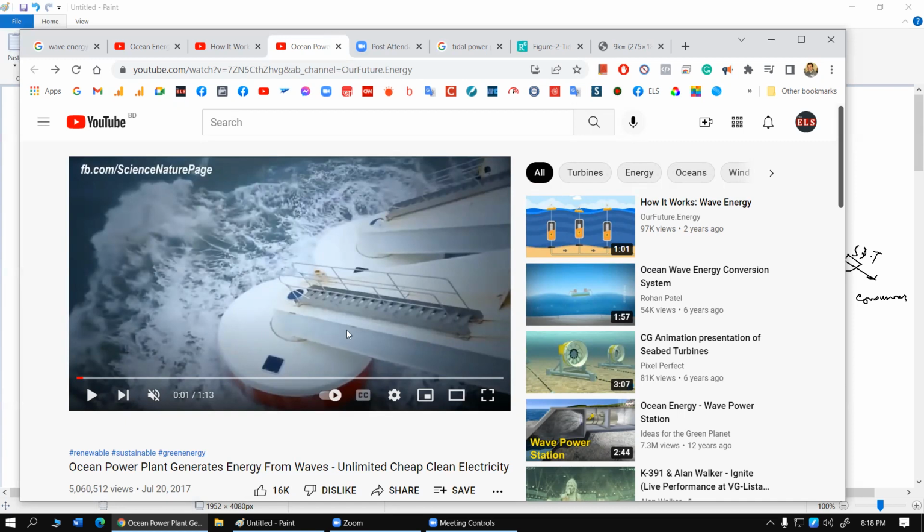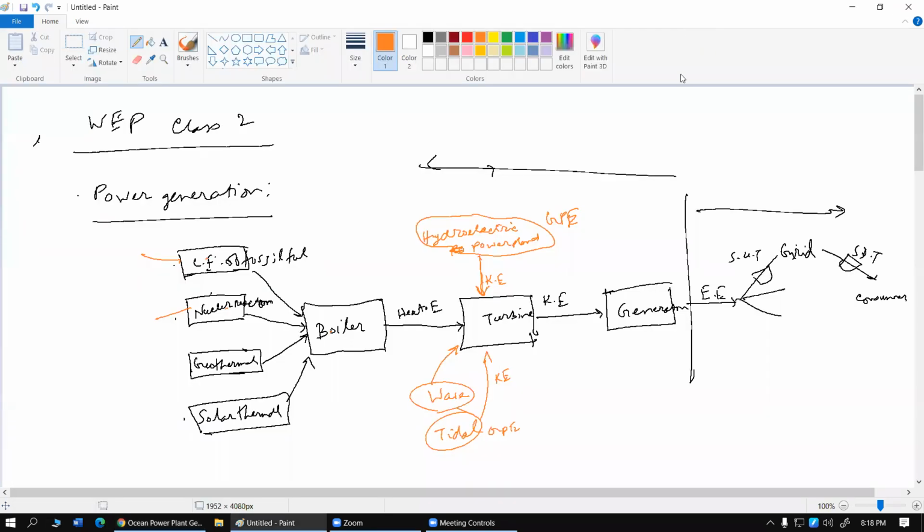That kinetic energy is transferred to this floater because they are floating, so they are trying to maintain their level on the water, and that energy is transferred to the generator. So for the case of wave energy, our starting form is kinetic energy, and we do not have any turbine over here. Wave energy is not going to use any turbine. The levers can directly use its energy. Actually, wave energy can also use a turbine.